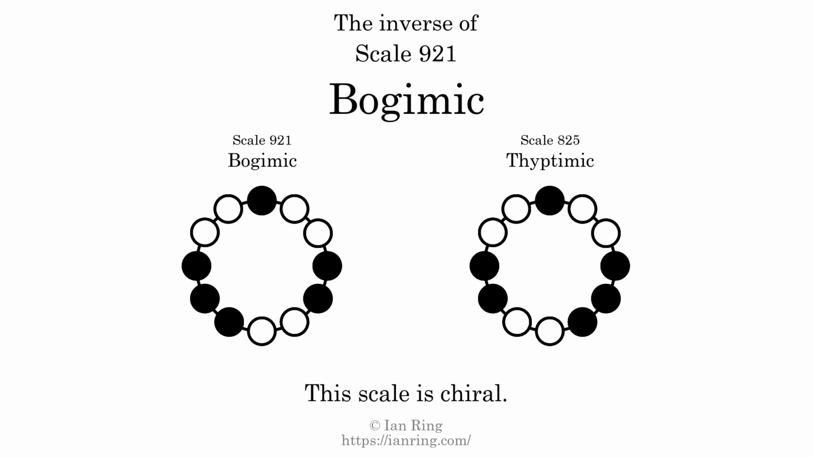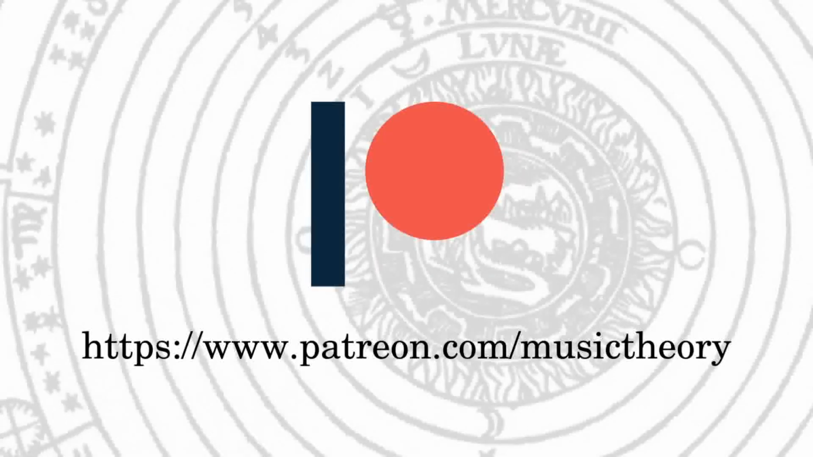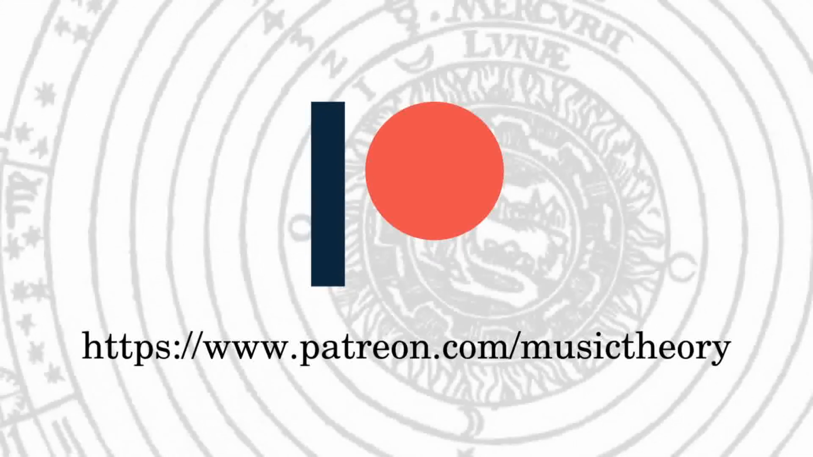The inverse of a scale is a mirror image. It is what you get when the sequence of intervals is reversed. The inverse of this scale is scale 825, also known as thyptimic. This scale is chiral. It cannot transform into its inverse by rotational transformation. This scale has no rotational symmetry. For even more detail about this scale, visit ianring.com/musictheory/scales/921.